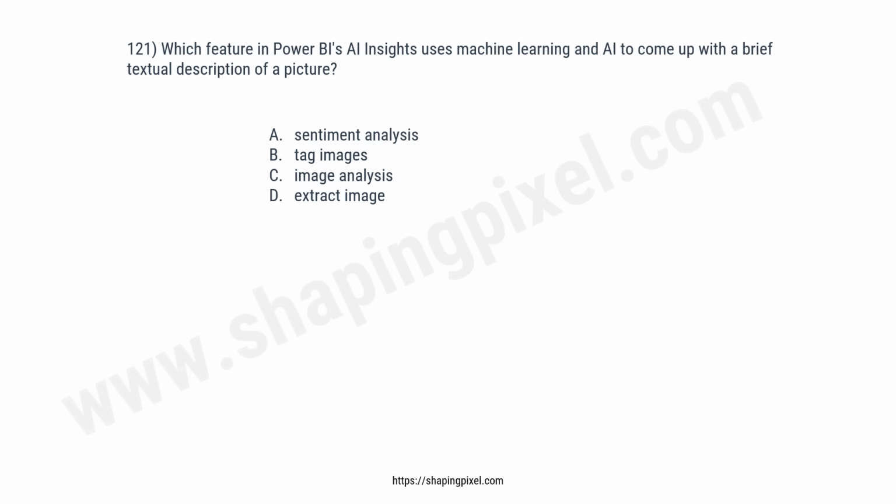Question number 121. Which feature in Power BI's AI Insights uses machine learning and AI to come up with a brief textual description of a picture? And we have four options. Option A, sentiment analysis. Option B, tag images. Option C, image analysis. And option D, extract image. So the right answer here is option B, tag images.